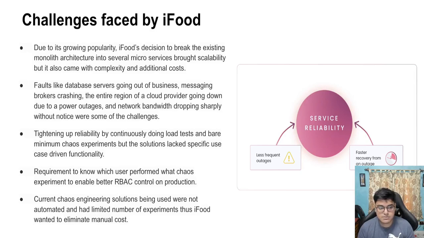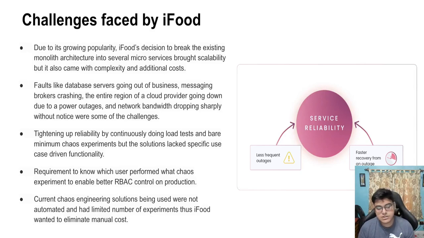Now, they decided to tighten up reliability by continuously doing load tests and bare minimum chaos experiments. But the solutions they were using at the time lacked specific use-case-driven functionality. So if they had certain scenarios in mind, they wouldn't be able to do it, but they would be able to target and do basic chaos. Based on the problems mentioned above, they wanted solutions which can tether to their specific use cases, and also the ability to customize their own scenarios based on their experience and use them in an automated fashion.